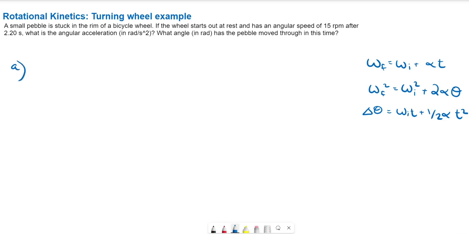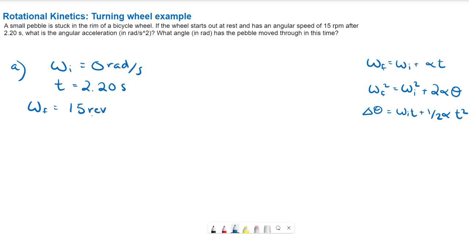First, we'll write out what we have here. So we know that the wheel and the pebble start out at rest, so our initial angular speed is 0 radians per second. Typically, this is measured in radians per second in these problems, but sometimes they'll give us the speed in revolutions per minute. So what we'll want to do is convert that to radians per second. And they also give us the time of 2.20 seconds. So our final angular speed is going to be 15.